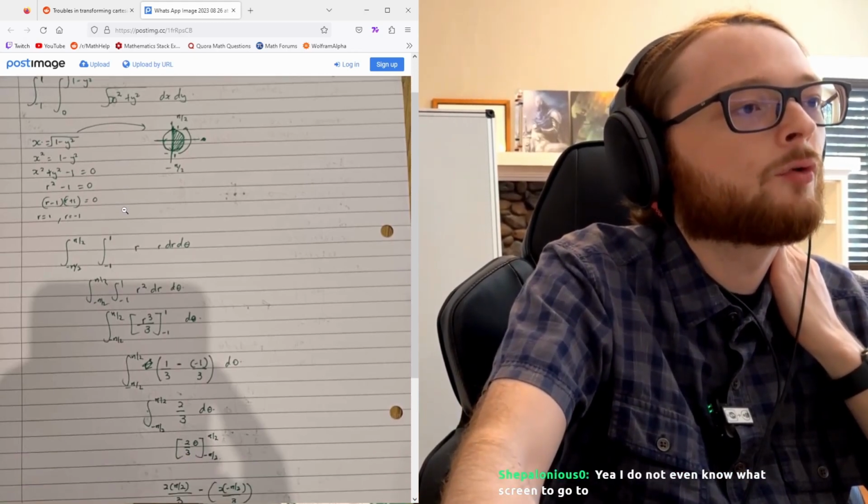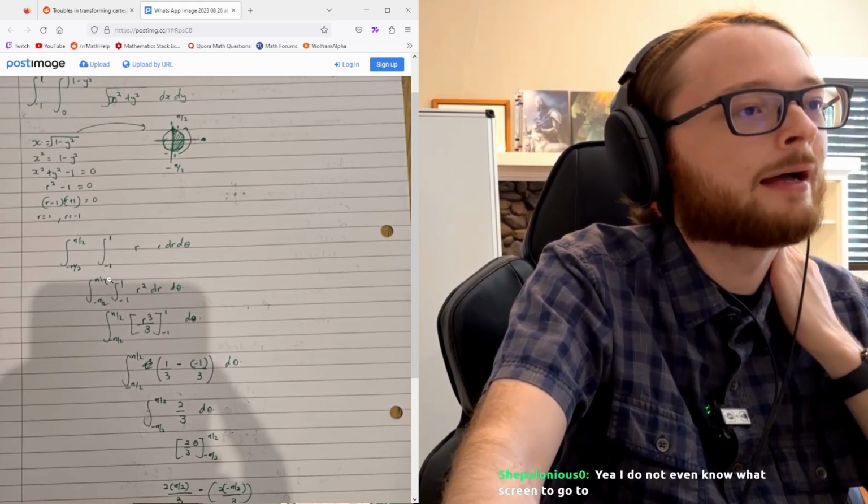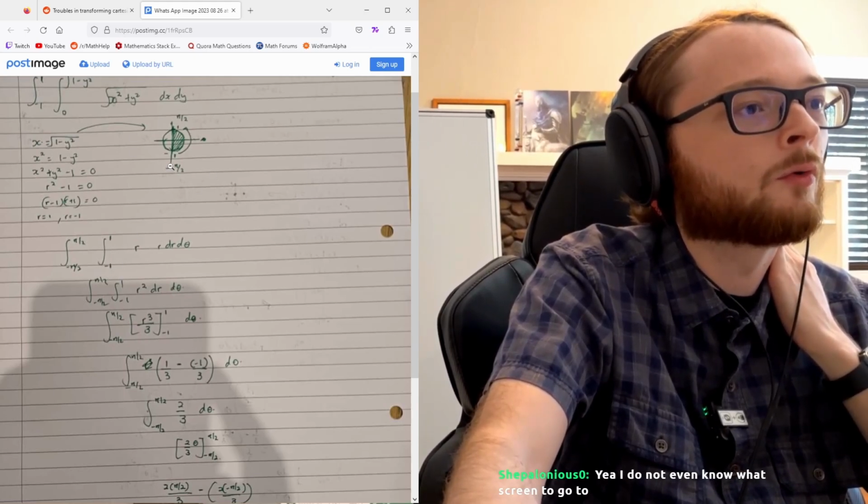So yeah, I think they're getting confused. They should definitely not have a negative radius. I think they're getting the entire circle when they do that negative radius.